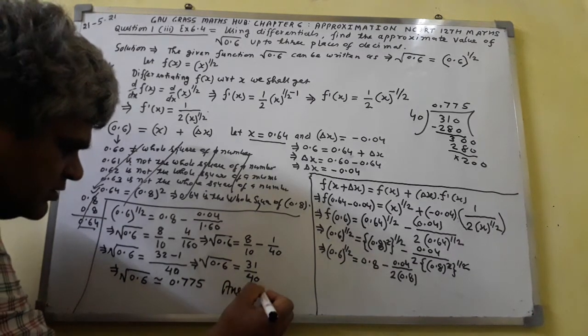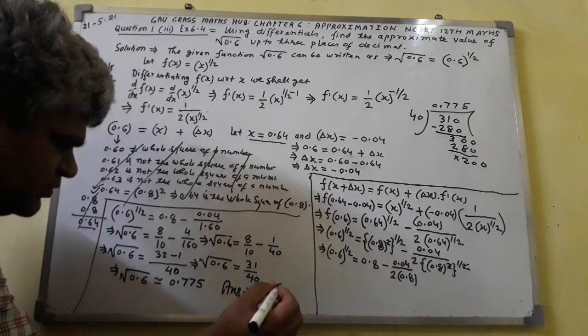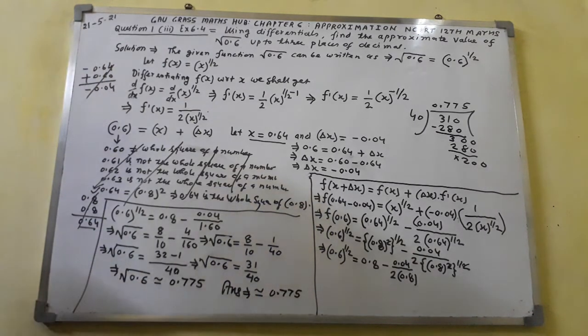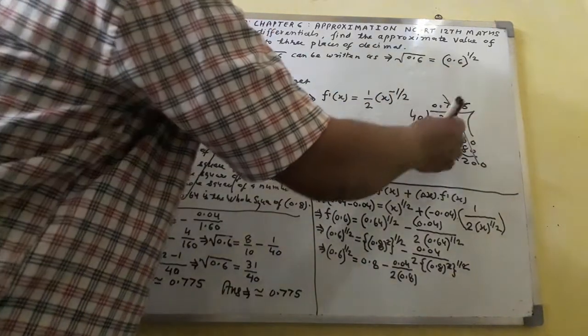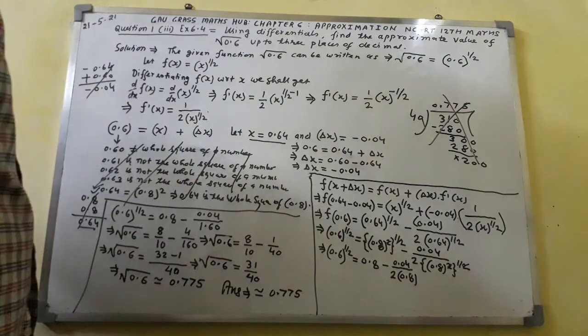Answer implied that similarity sign, approximate value will be 0.775, will be the correct answer you have got. This is the proper explanation and solution of question number 1, Roman 3rd, exercise 6.4 of chapter 6 application of derivative approximation, NCERT 12 mathematics. This is the rough work you can do here, and also this is the rough work, and this is the final. You can write this one.